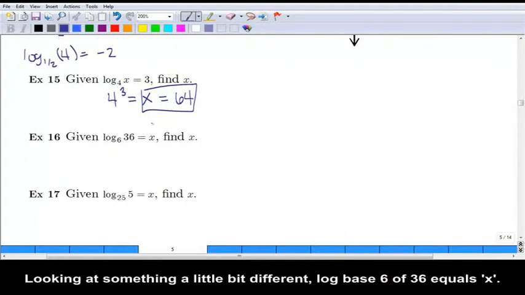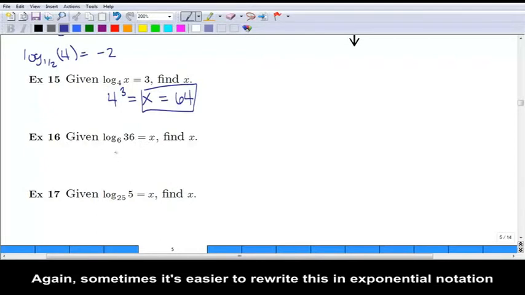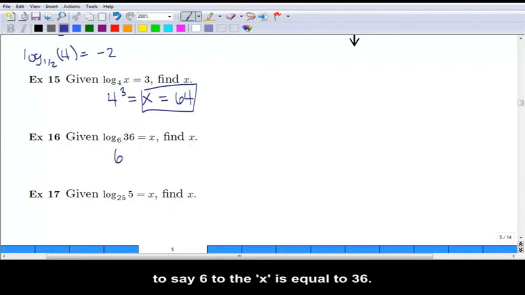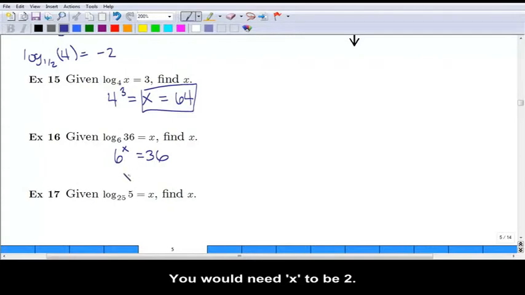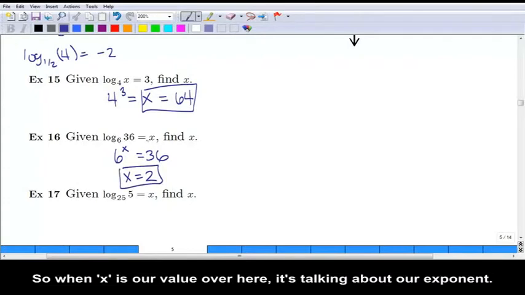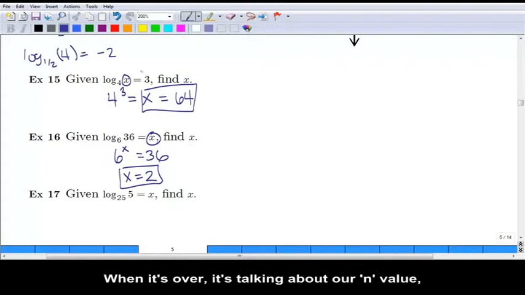Looking at something a little bit different, log base 6 of 36 equals x. Again, sometimes it's easier to rewrite this in exponential notation to say 6 to the x is equal to 36. Well, what exponent would you need to get 36? You would need x to be 2. So x would be 2 in this case. So when x is our value over here, it's talking about our exponent. When it's over here, it's talking about our end value, that once we've raised our base to the exponent.